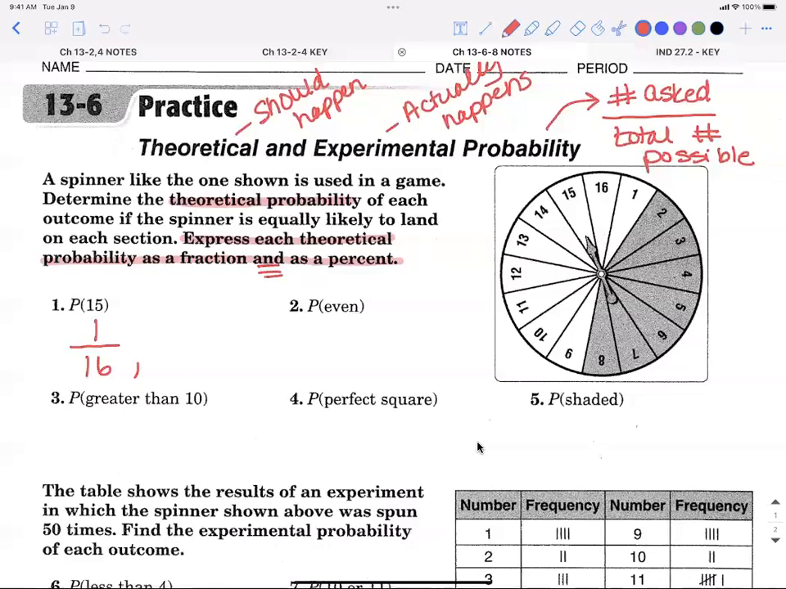So our first answer here is a fraction, right? 1 over 16. That's the fraction expression of our probability. Now we're going to express it as a percent. And to do that in your calculator, I want you to put 1 divided by 16. Now that is going to give you a decimal.